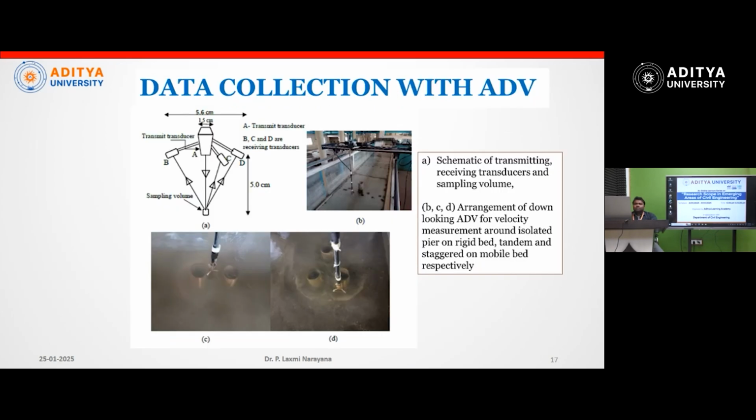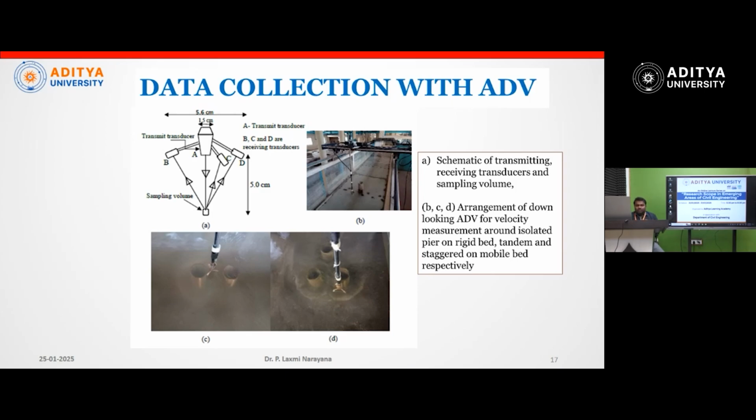And this is the data collection with ADV. ADV is a very hi-fi instrument which has a total of four sensors. One is sending and three are detecting. So you can see on the screen, three are receiving a velocity and one is sending a signal. It works at a maximum of 50 hertz, which means in 1 second I can collect 50 samples, 50 instantaneous velocity data.